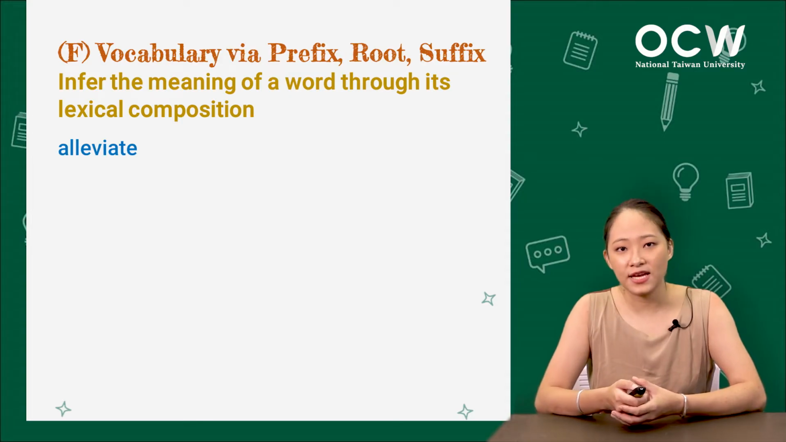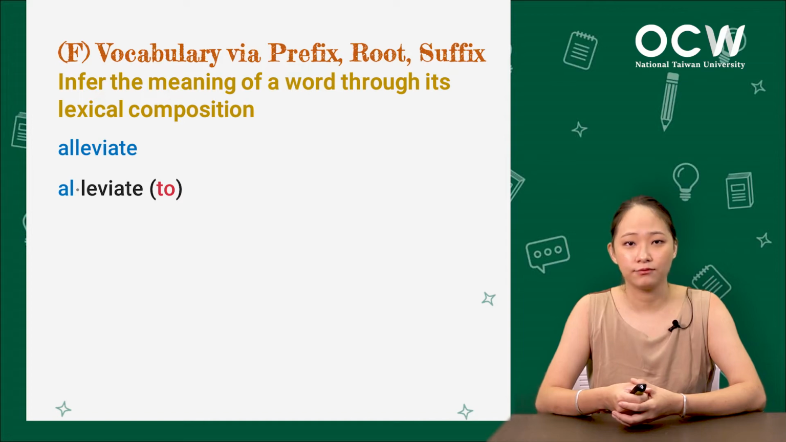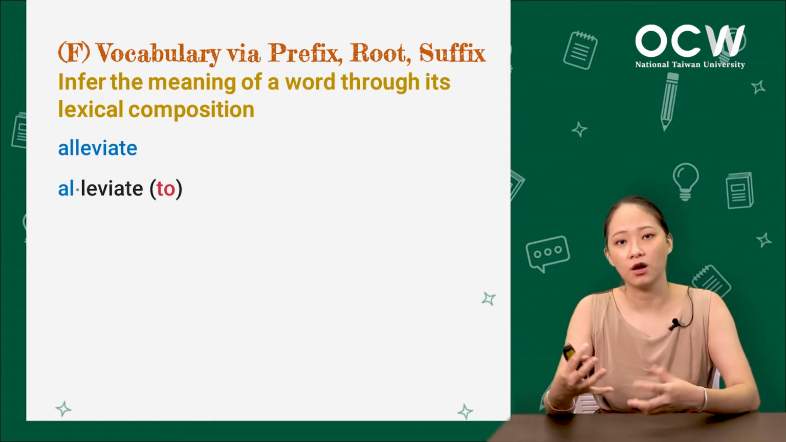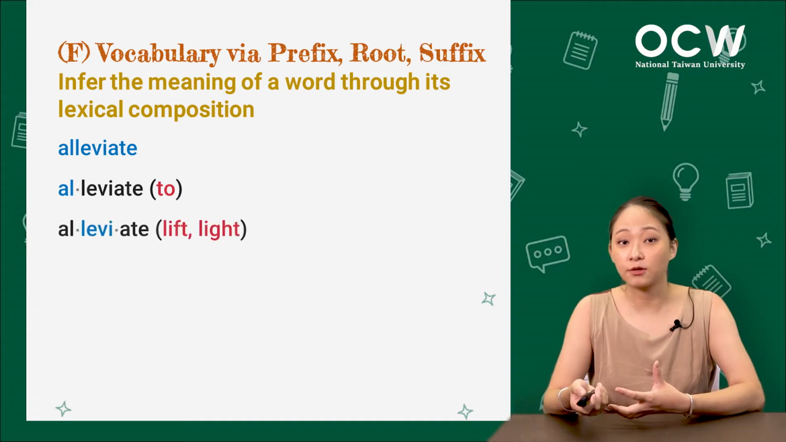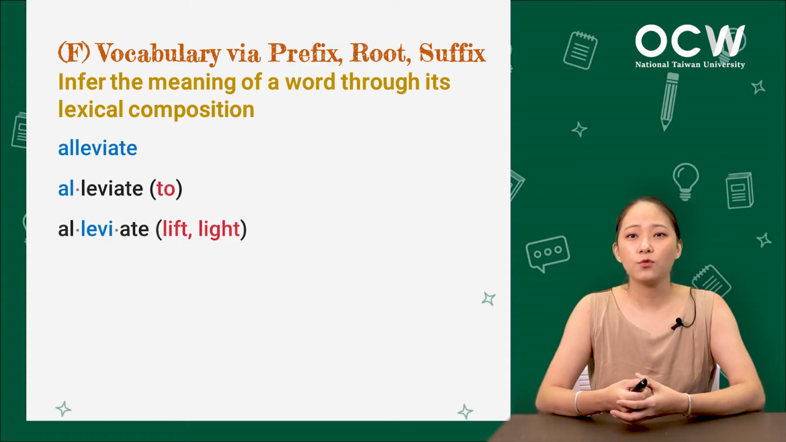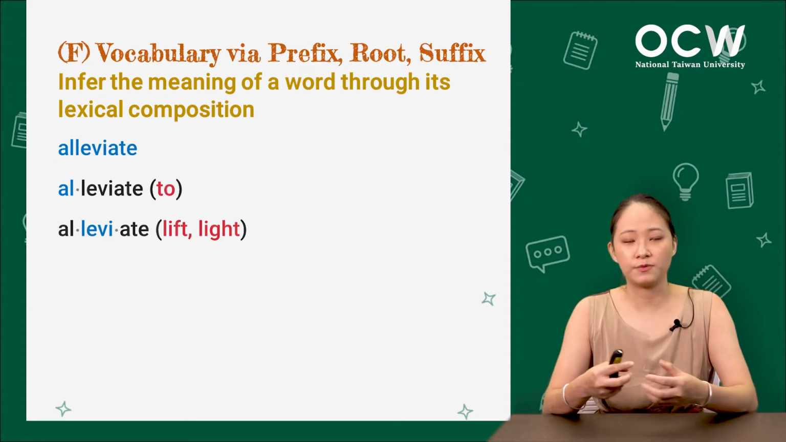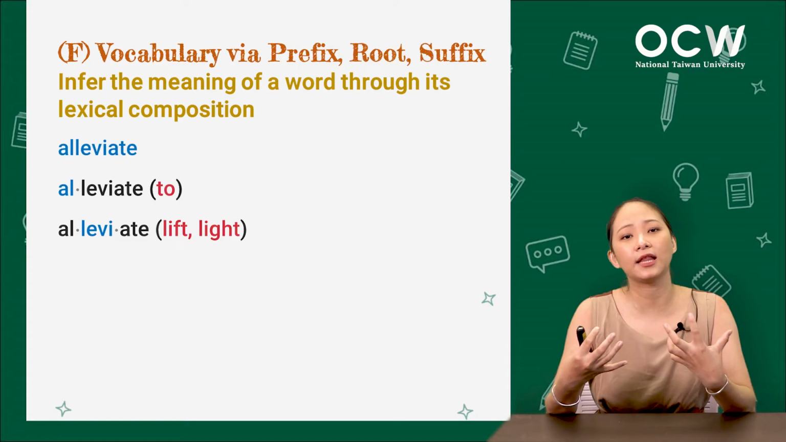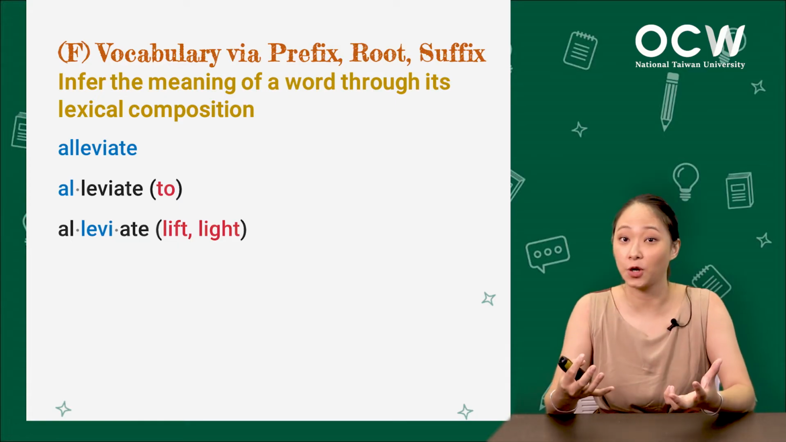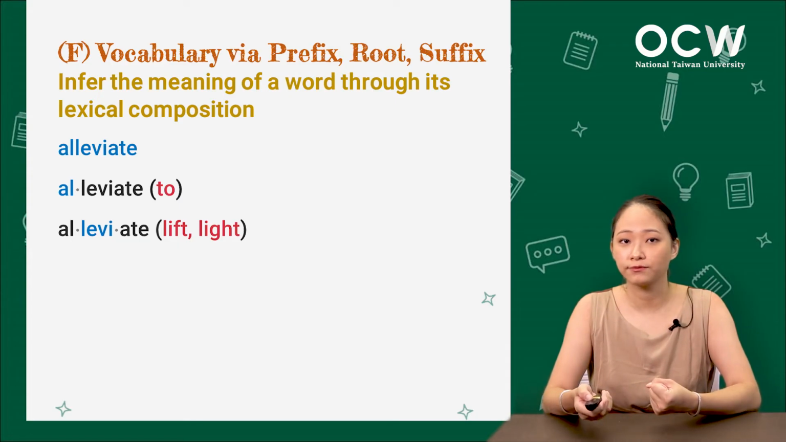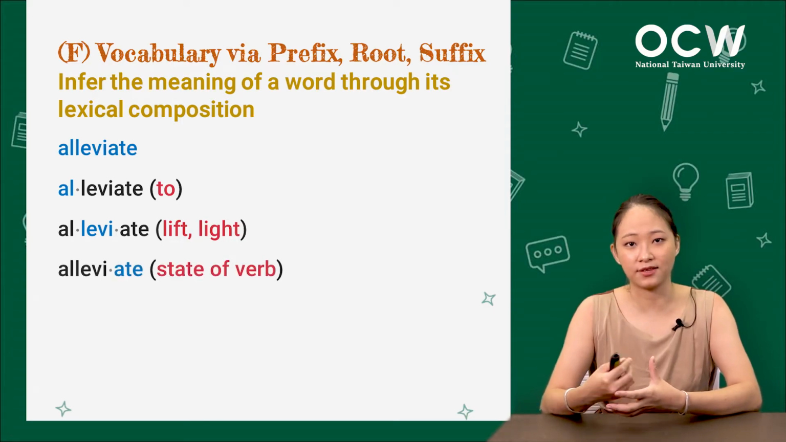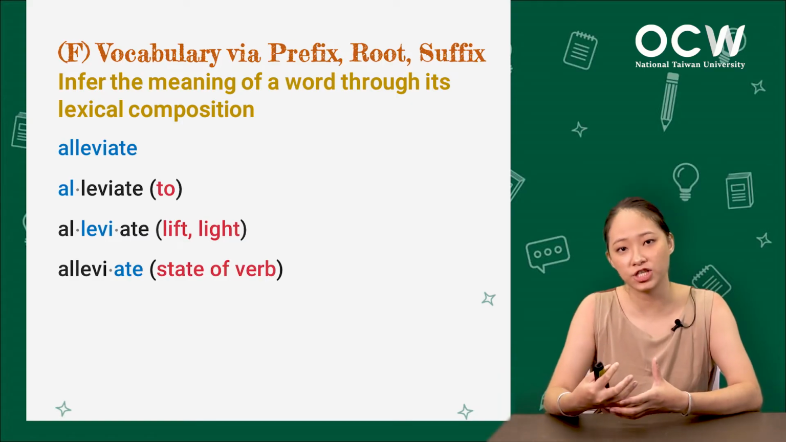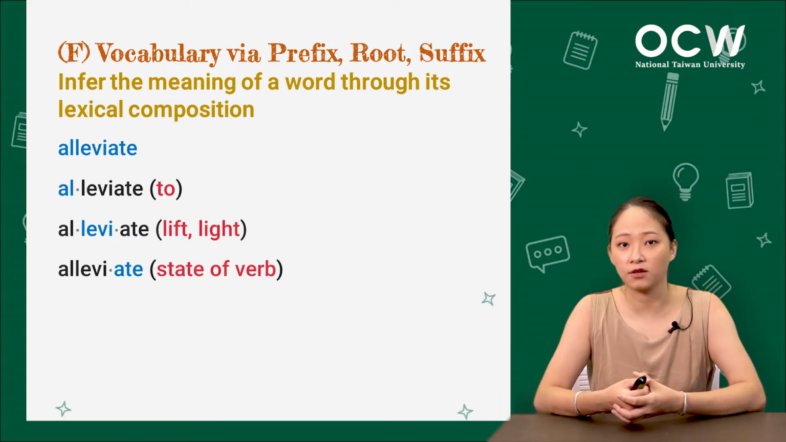So the word alleviate is made up of 3 different components. The first is "al," which is to do something, the "to," from A to B. So there's a process. That's the prefix. And then we have the root word "levy," which means to lift something light, enabling it to float. That's the root word. And at the very end, we have the "ate," which is the state of the verb, the suffix. So we're able to understand the condition that this particular vocabulary is in.